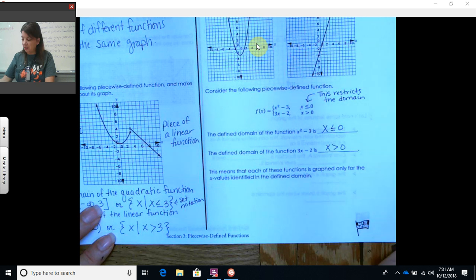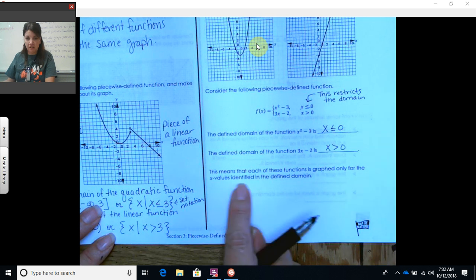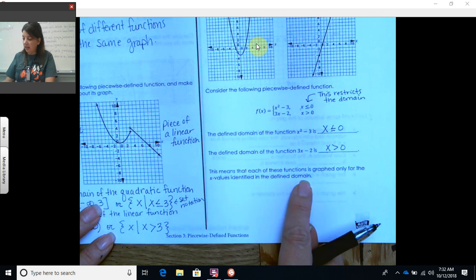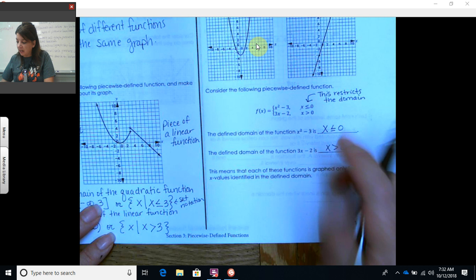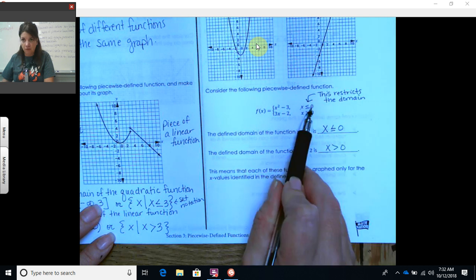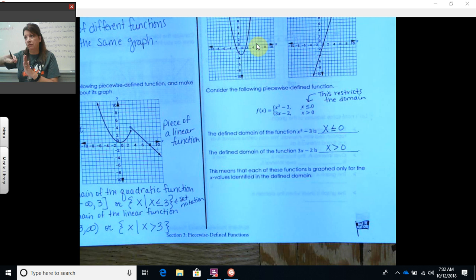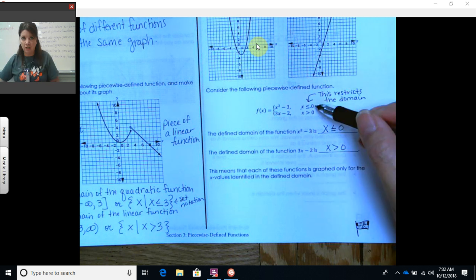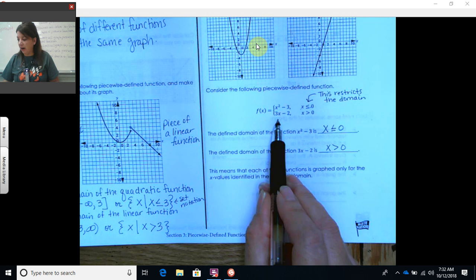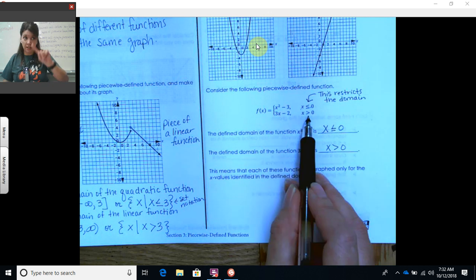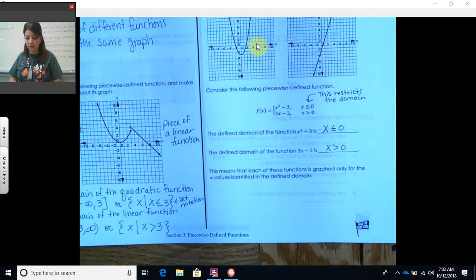This means that each of these functions is graphed only for the x values identified in the defined function. So for x squared minus 3, I'll only graph its values of x when it's 0, -1, -2, -3, -4. If I have x values greater than that, I'm not going to show those on the graph. Okay, I'm not going to show that piece. I'm only showing the piece of the graph with x values that are less than or equal to 0. For the line, I'm only going to graph values of x starting at 0, but that's going to have an open circle. That's my starting point. And 1, 2, 3, 4, okay? And we're going to do that on the next page. Make a little more sense to you?